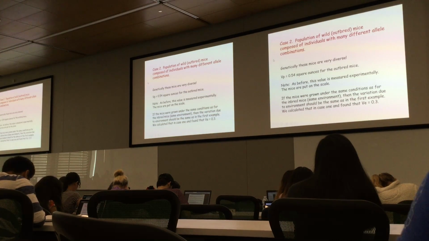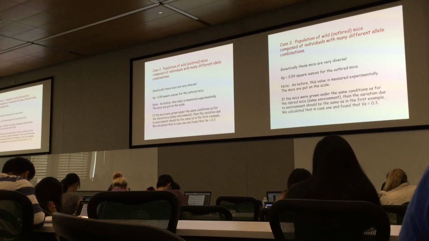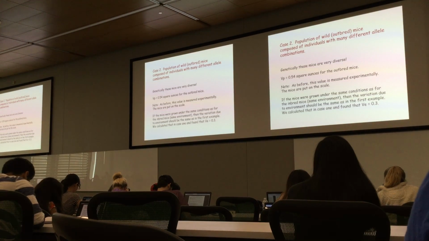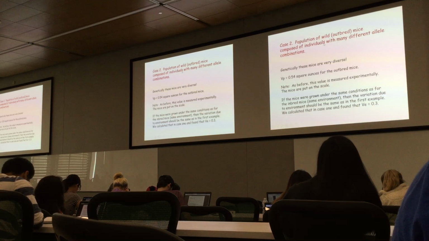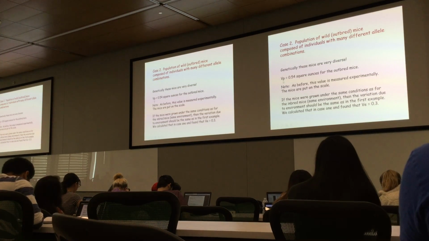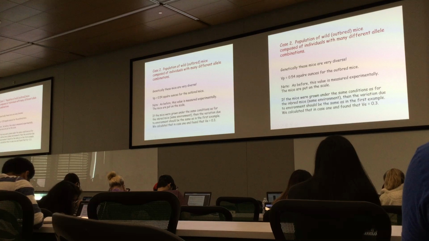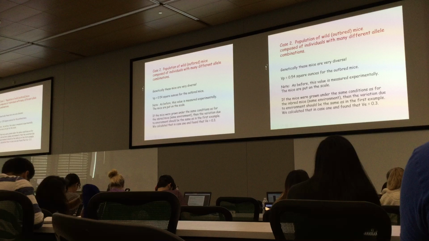Okay, case 2. We have a population of wild mice. These are outbred. They have lots and lots and lots of different alleles from which to choose to make individuals, right? So they're very diverse genetically. And let's suppose that we take a population of these outbred mice, we put them in the laboratory, and we measure the phenotypic variance for weight just like we did before, and we get a value for the variation. Phenotypic variation is 0.54 square ounces, so it's just a number, it doesn't matter.